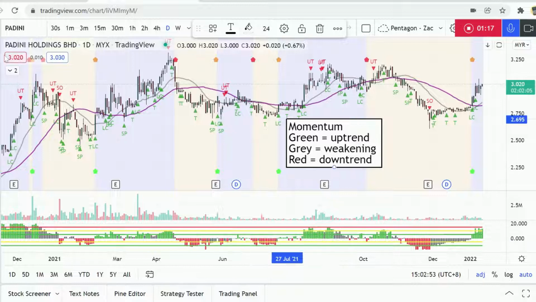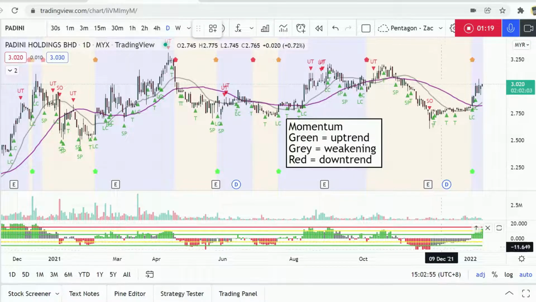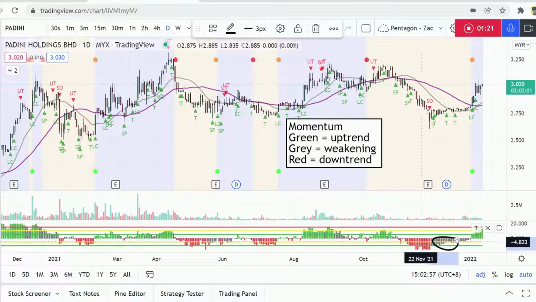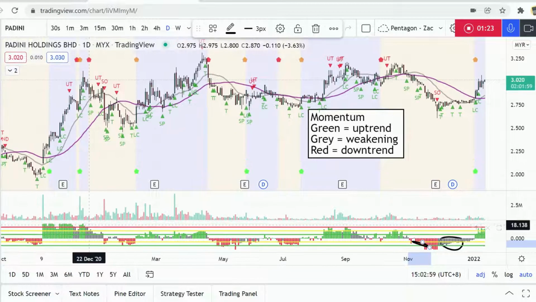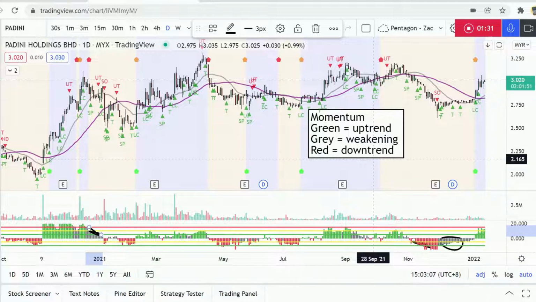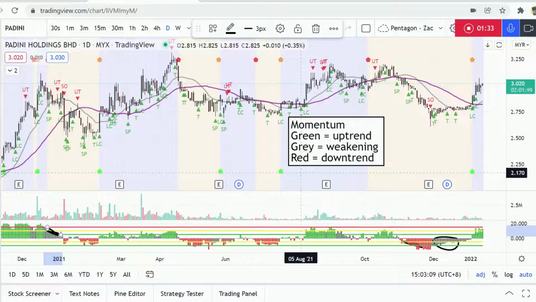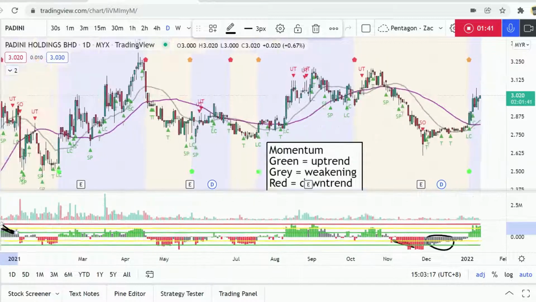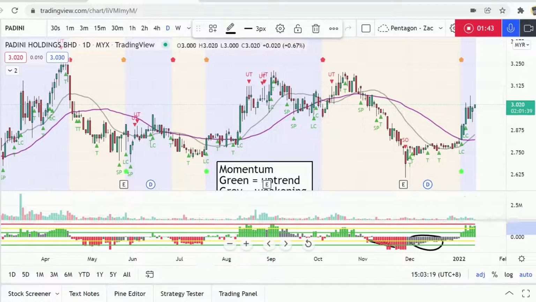For example, over here, the gray can be weakening from a downtrend, or weakening from an uptrend, depending on whether the gray is below zero or above zero. There are a few ways I usually use this to confirm a certain trend by using market stages. A few things you will also see from this market stages is that there are different colors of lines.